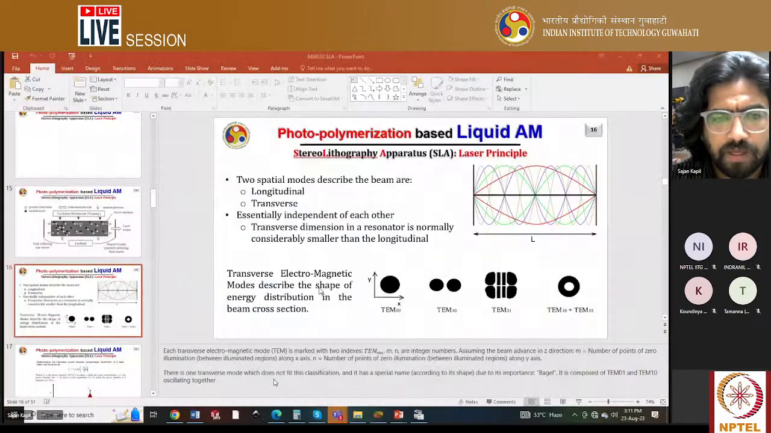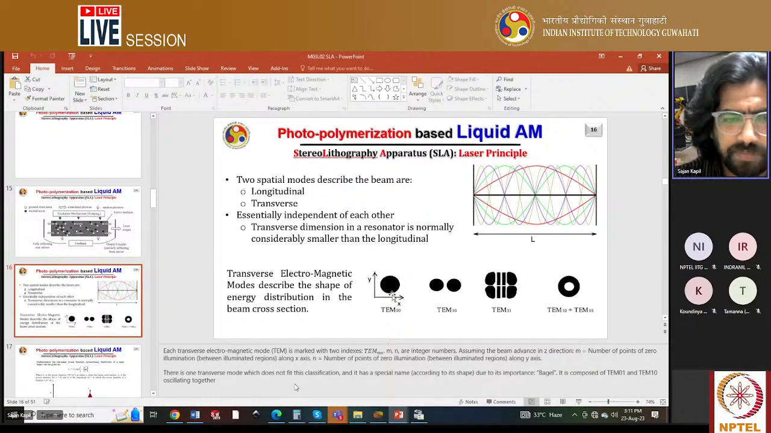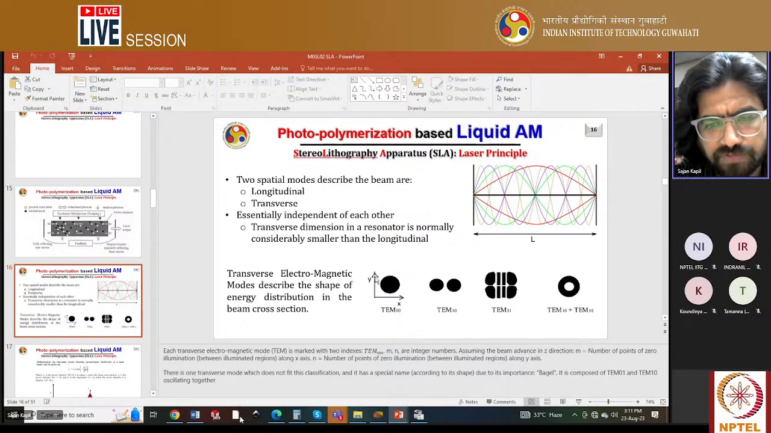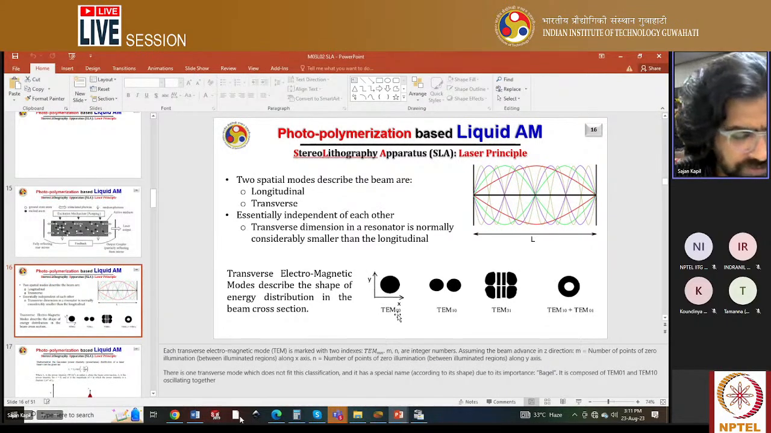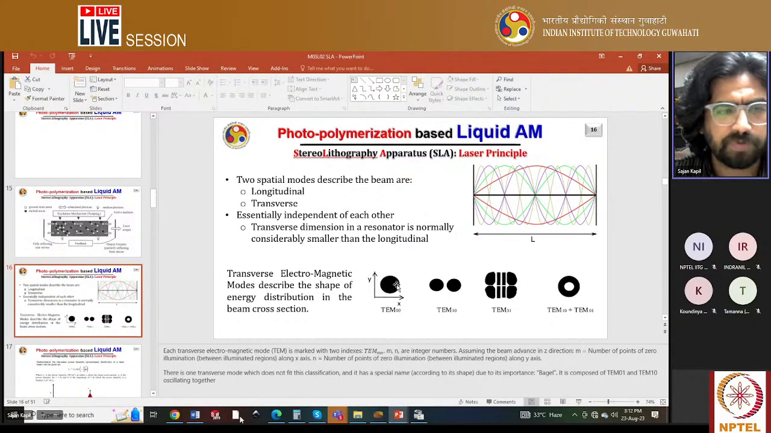Yes, sir. So transverse electromagnetic mode describes the shape of the energy distribution in the beam cross section. As you see here, if we consider this as the x-axis and this as the y-axis, TEM00 means there are zero non-illuminating points along the x direction and zero along the y-axis. As you see, it's just a perfect dot. There is no non-illuminating point.